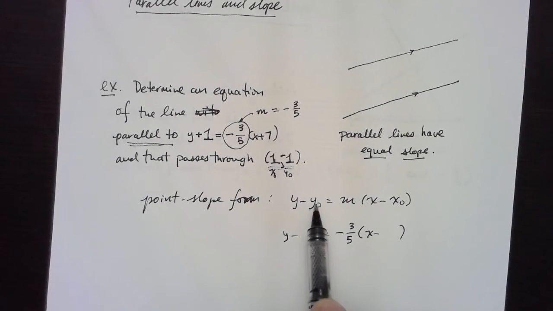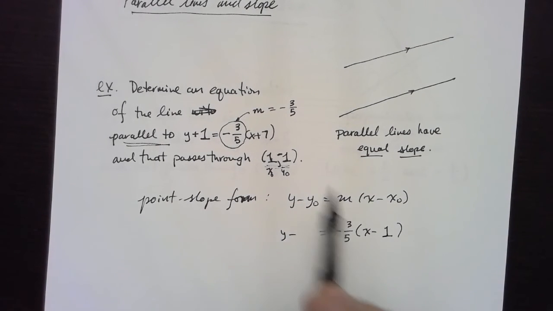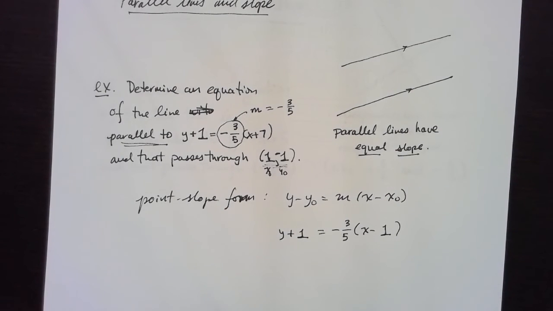And then I need to plug in my x sub 0 and my y sub 0, some point that's on the line. So x sub 0 is 1, because this point's on the line, so I can put that in there. y sub 0 is minus 1, so this will become y plus 1. And that's it.